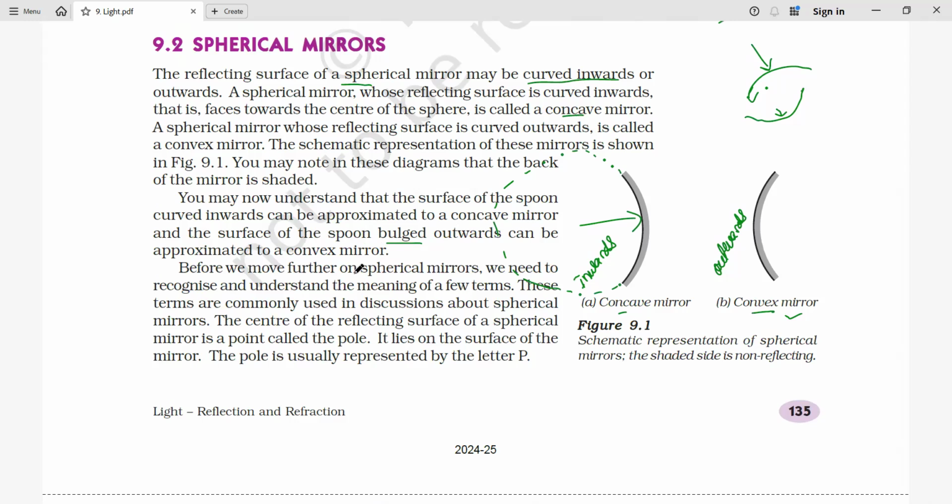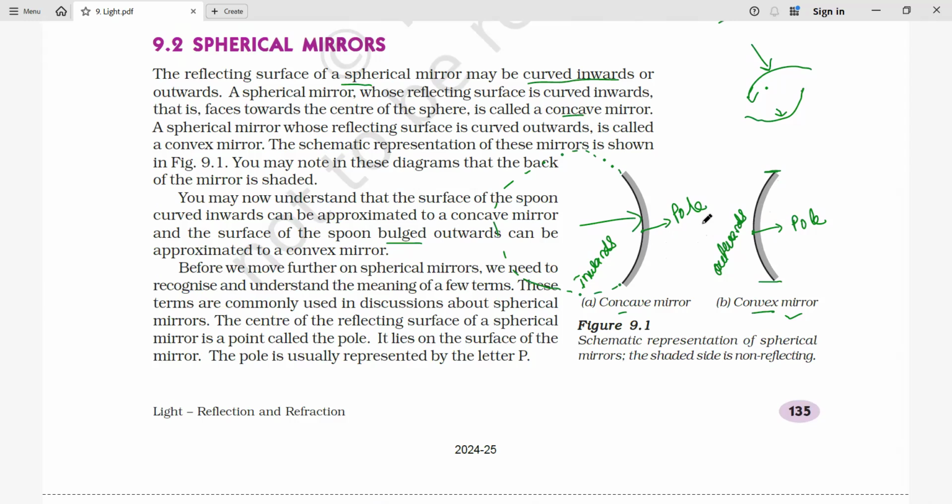Okay. So what is the center here? Now this mirror, suppose we take this one. If you divide this into two parts, here we'll have a middle point. Okay, that middle point will be called the pole. Similarly, in the concave mirror also, the middle point is called the pole. This is the center of the reflecting surface. When we divide it into two parts, it will be symmetrical around the pole.